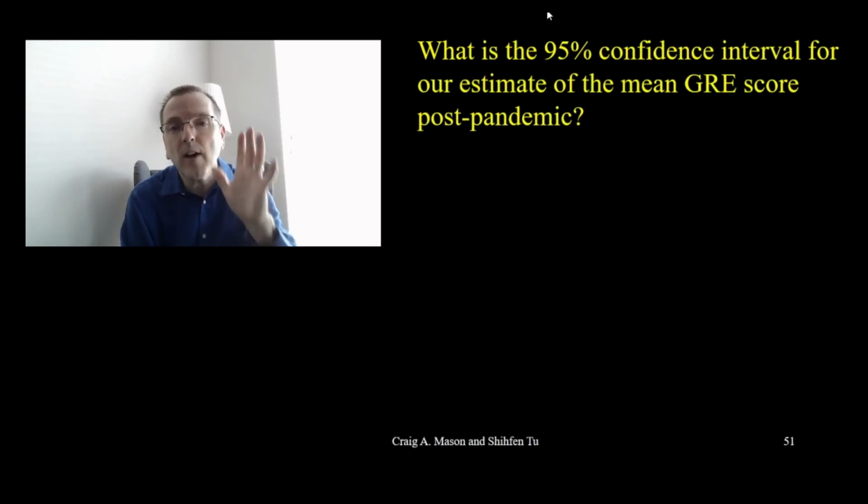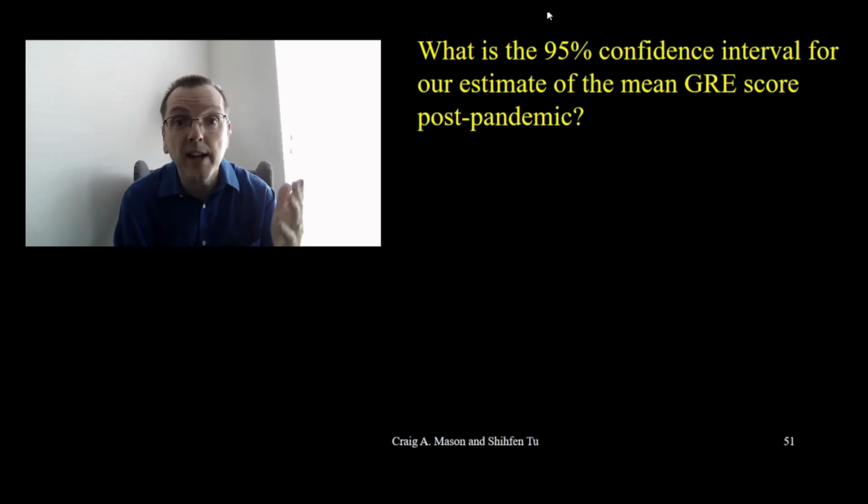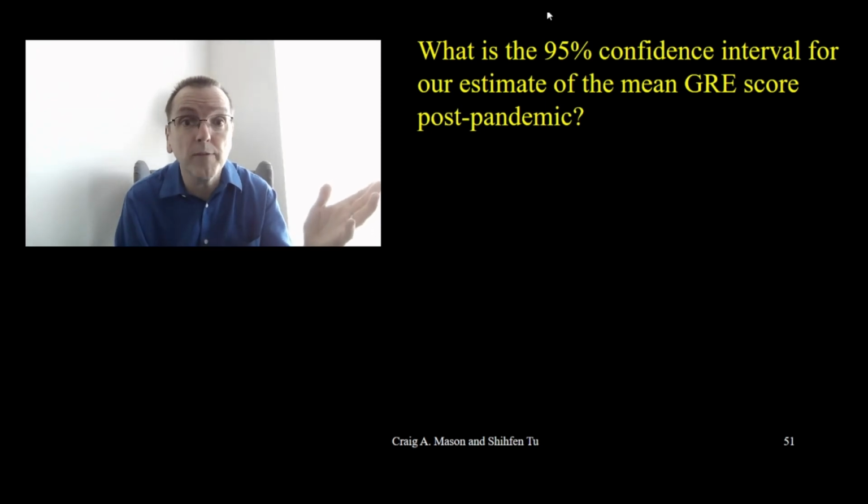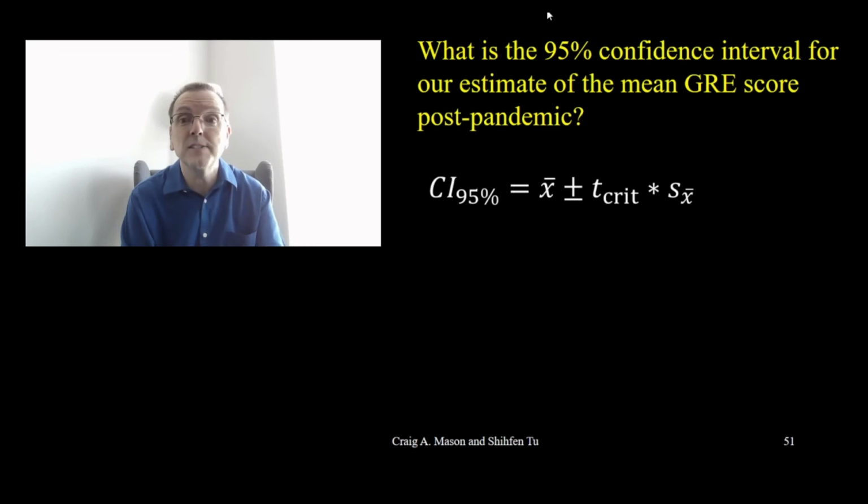Let's calculate our 95% confidence interval. Now, I'll use a 95% confidence interval so that it lines up with our alpha of 0.05. To do that, first, what's the formula for the 95% confidence interval? Well, it's just x bar plus and minus the critical t-score times the standard error of the mean.